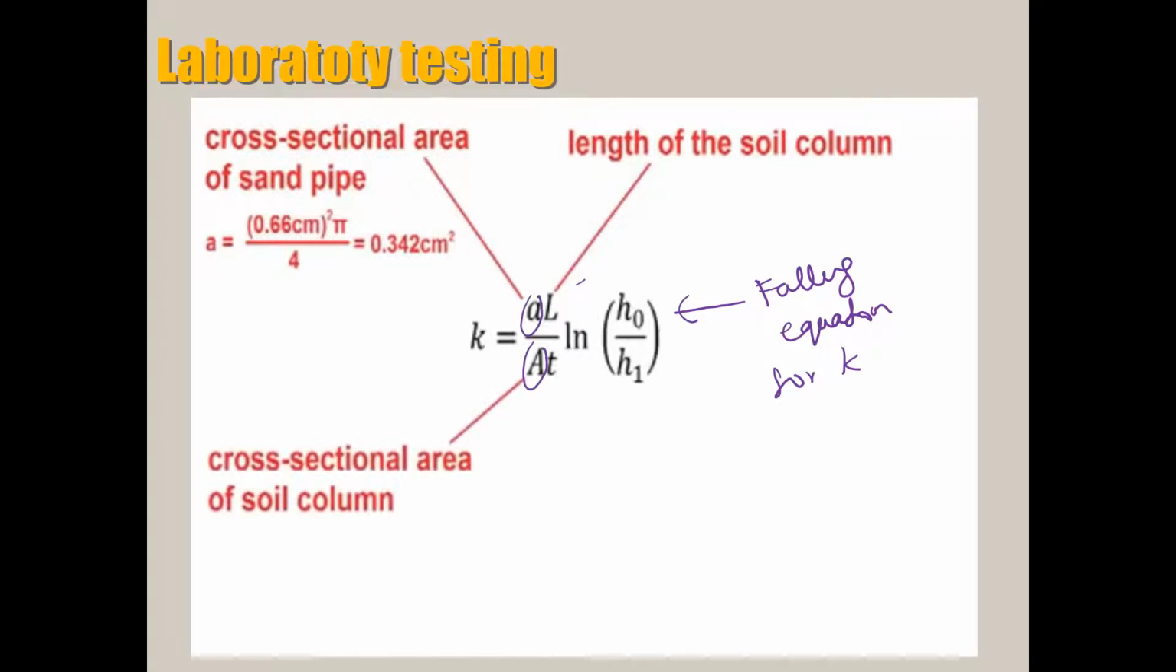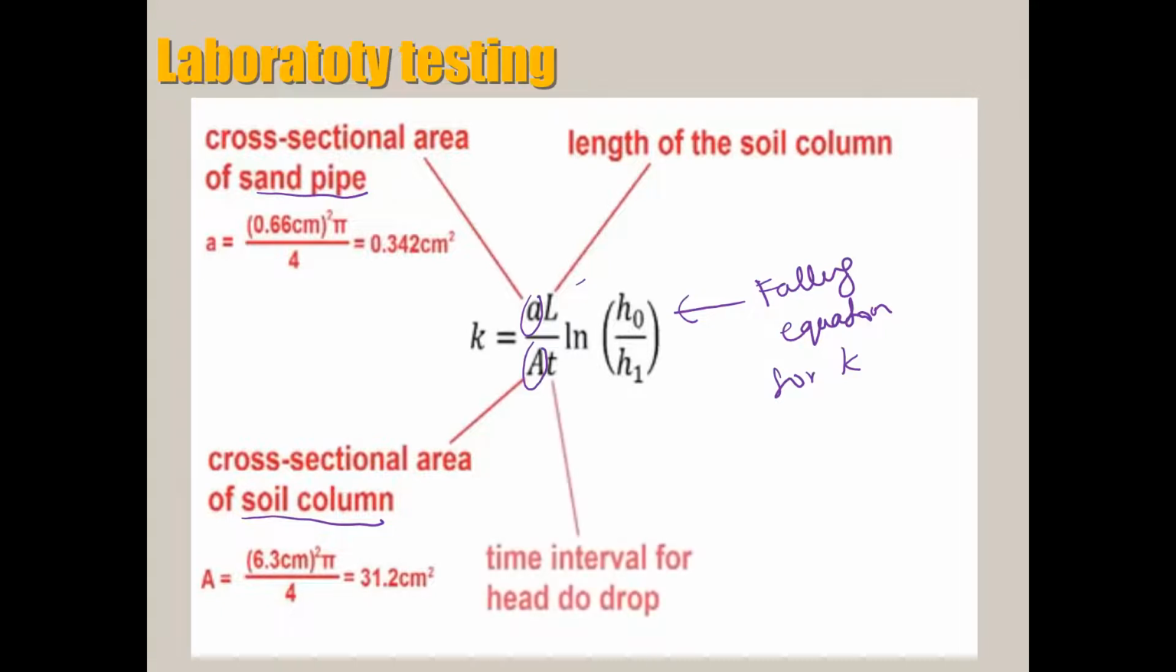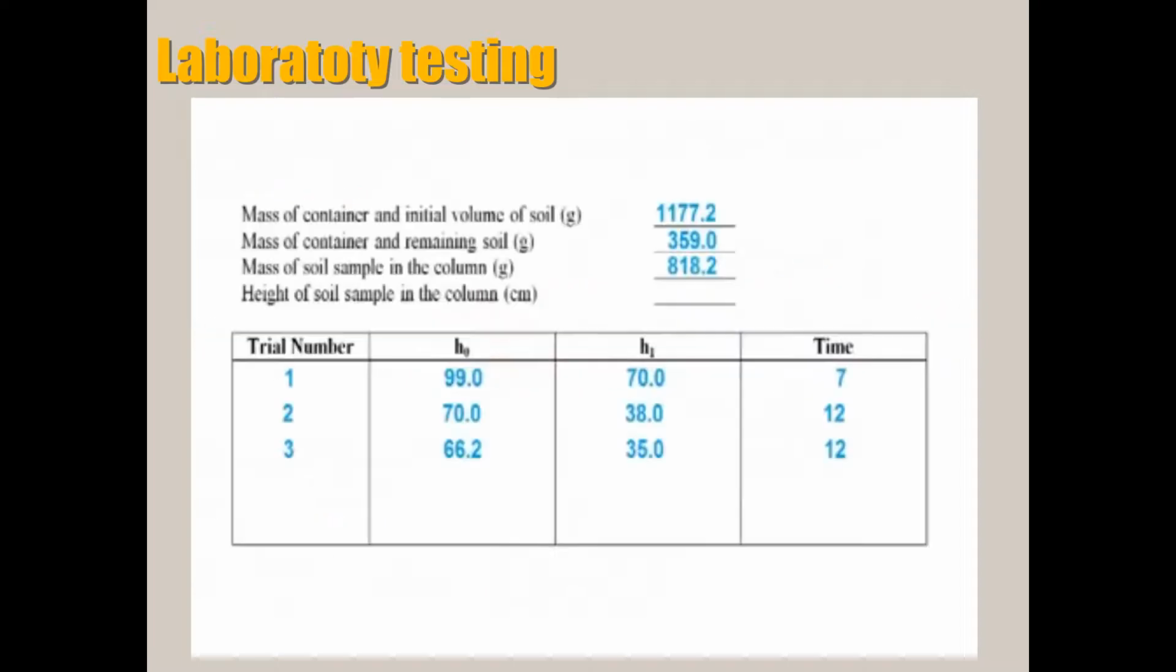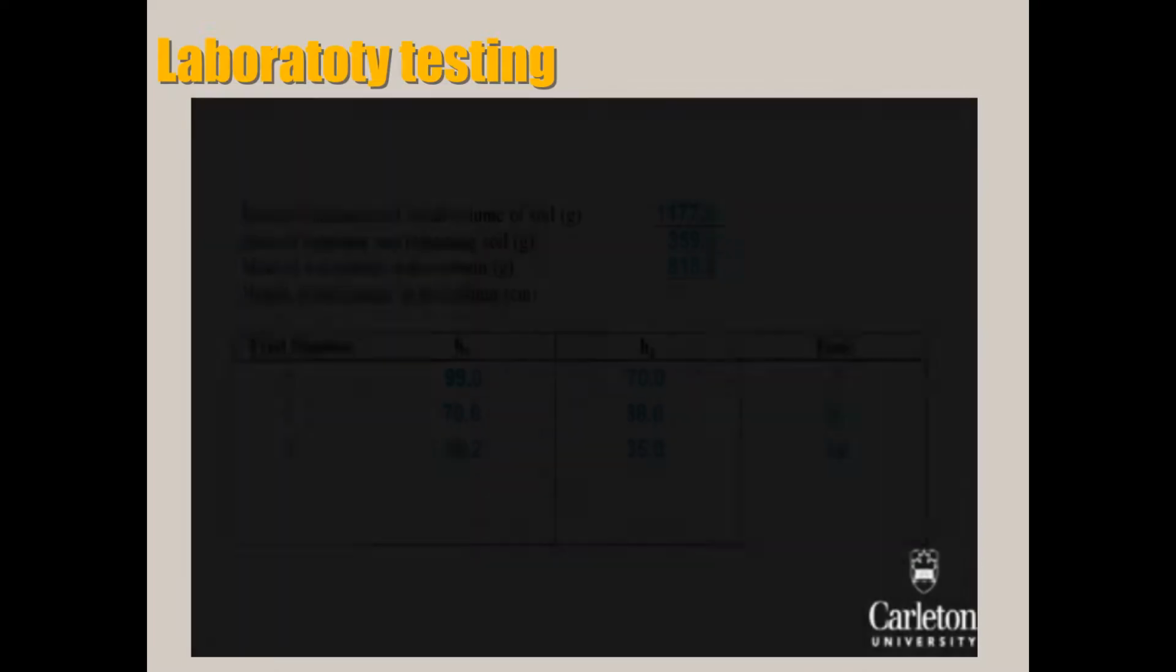Uppercase A is the cross-sectional area of the soil column. In our case, the diameter of the cylinder is 6.3 centimeters. Therefore, the cross-sectional area is 31.2 square centimeters. T is the length of time taken for the head to drop. H0 and H1 are the total head before and after each test, respectively. Calculate time for 3 readings in all.